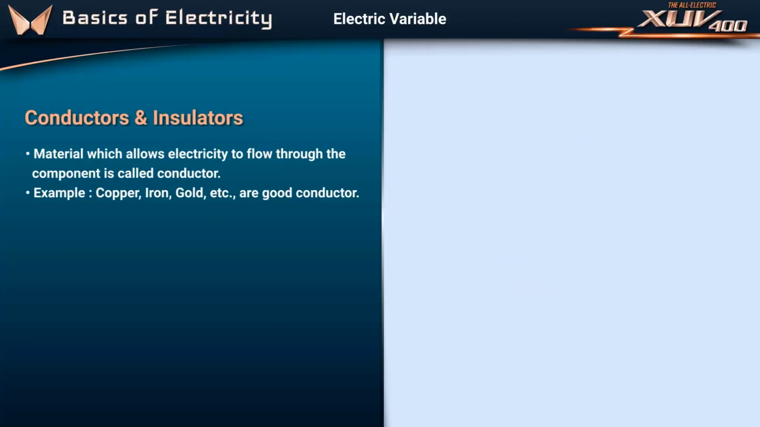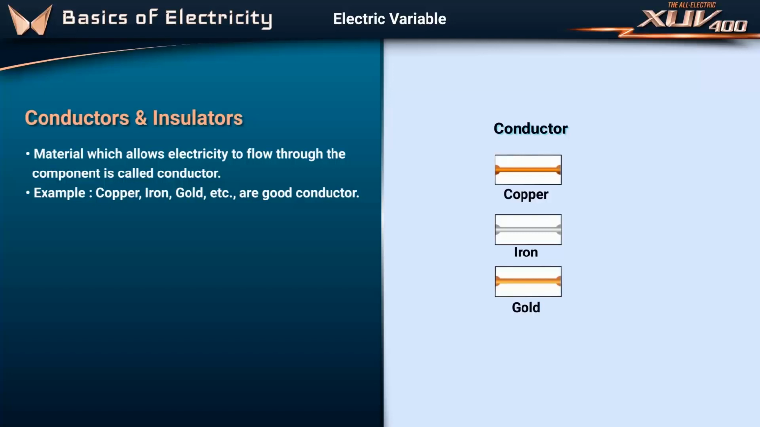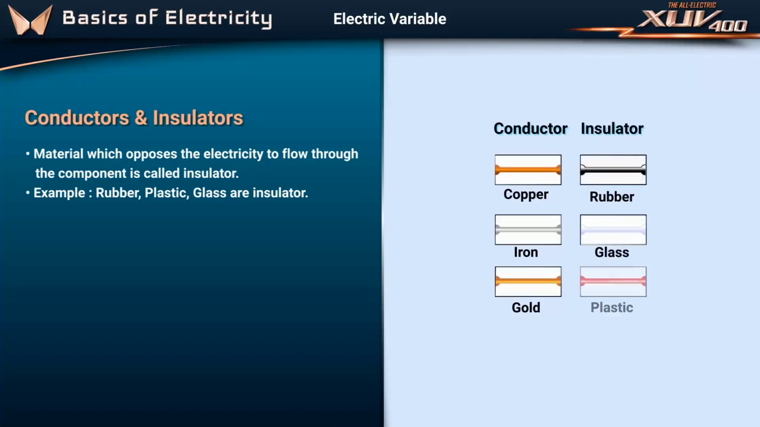Conductors and insulators. Material which allows electricity to flow through the component is called a conductor. For example, copper, iron, gold, etc. are good conductors. Material which opposes the electricity flowing through the component is called an insulator. For example, rubber, glass, plastic are insulators.